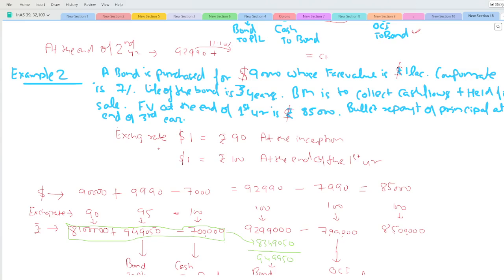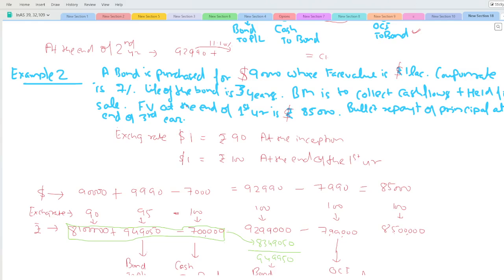Now the exchange rate at inception is 90, and at the end of the first year your dollar is 100, and the average rate will be 90 plus 100 divided by 2, that is 95. Okay, so now the same thing. I am just focusing on the end of the first year. So here the exchange rate is also coming.